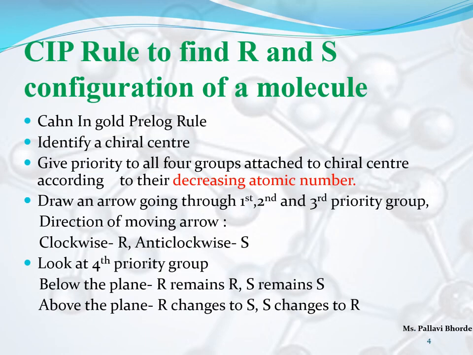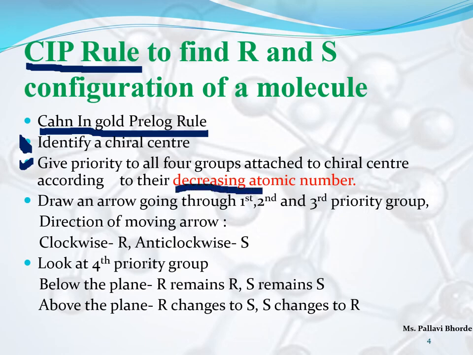Whenever we study any concept, we have to follow some rule. To assign R or S configuration, we have the CIP rule, which tells you how to assign R or S configuration to a molecule in a stepwise manner. So let us have a look. What is the CIP rule? It is the Cahn-Ingold-Prelog rule, and these are the different steps which you are going to follow. The first step is to identify the chiral center in your molecule. Then the next step is to give priority to all the four groups attached to the chiral center according to their decreasing atomic number. This is very important.